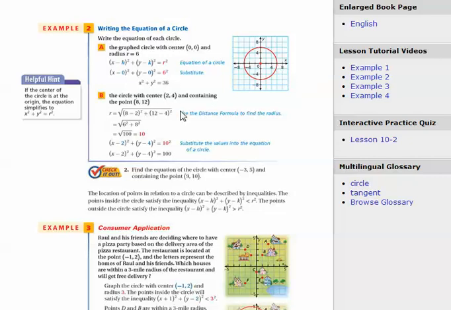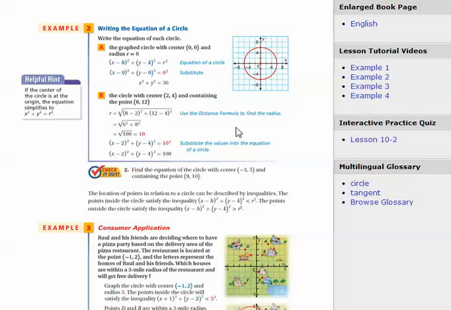If they give us the center point 2, 4, x minus 2, do the opposite, y minus 4. And then I actually have to go through and use the distance formula in this one to find the radius. So that's what this is all about. I find the radius to be 10, so 10 squared is 100. That fits my formula.